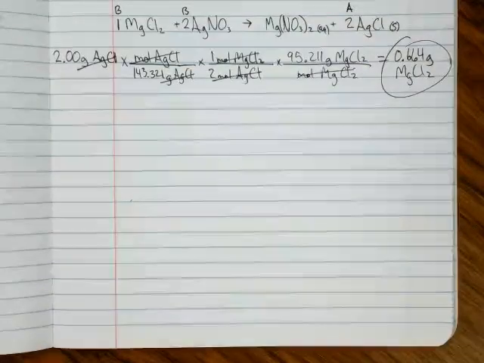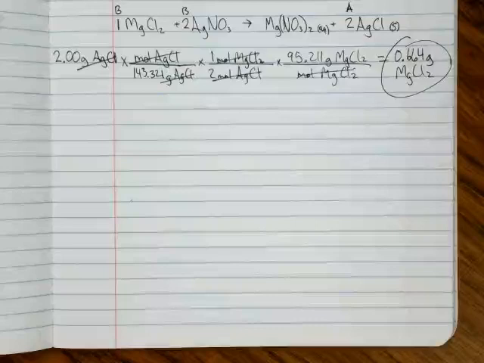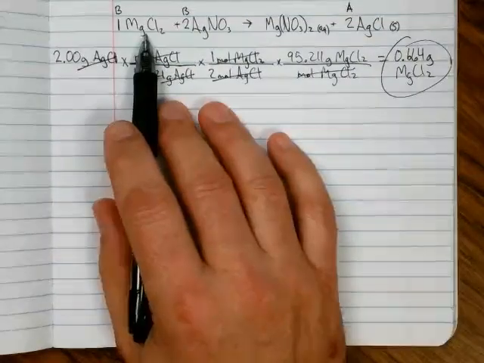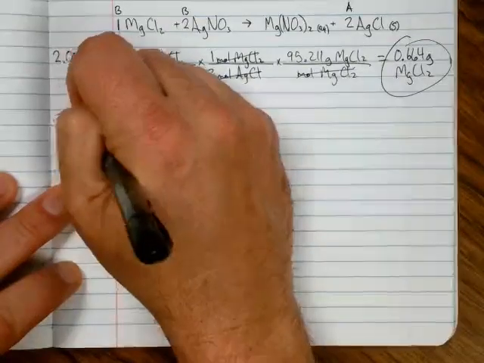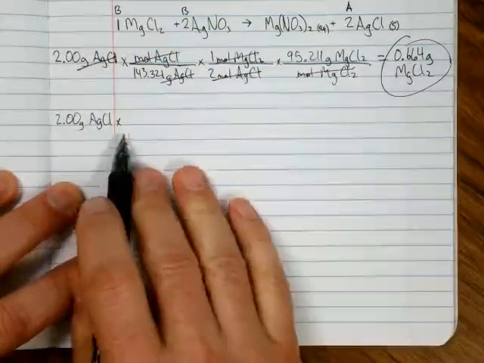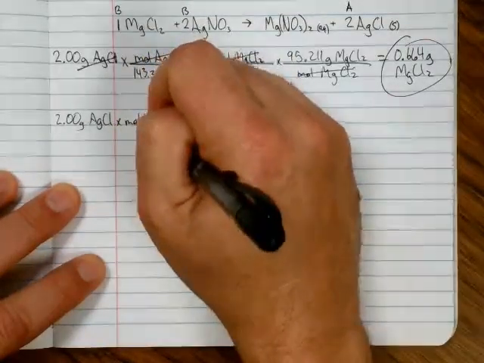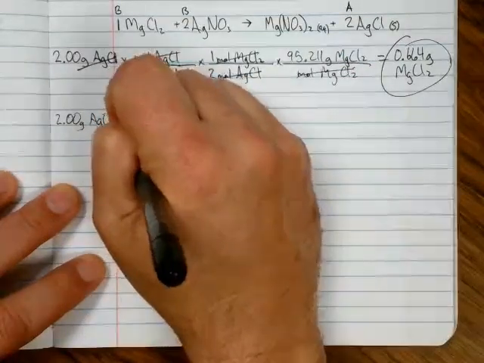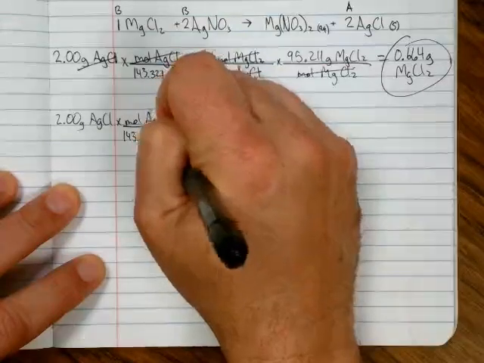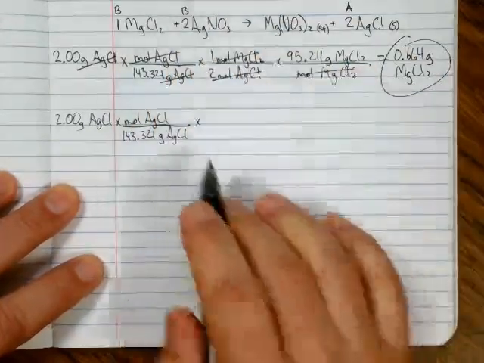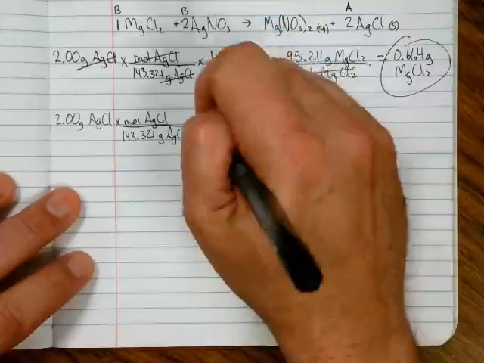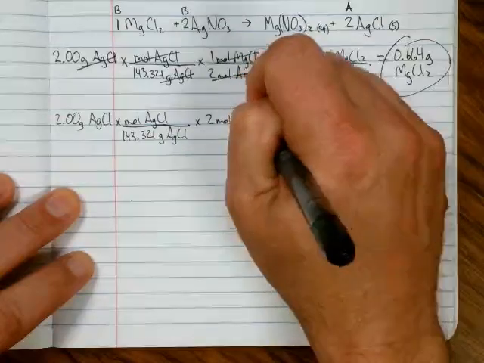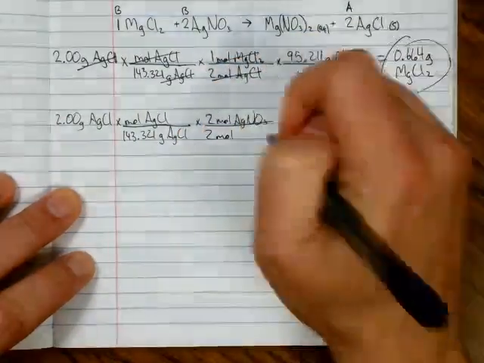So remember, we have 2 reactants. We just determined how much of one reactant we need. Now we need to determine how much of the second reactant we need. So we're still trying to produce 2 grams of silver chloride. So we still have to divide by the molar mass of silver chloride. Now our mole-to-mole ratio is going to be different because now we're trying to get silver nitrate. So now we have 2 moles of silver nitrate over 2 moles of silver chloride.